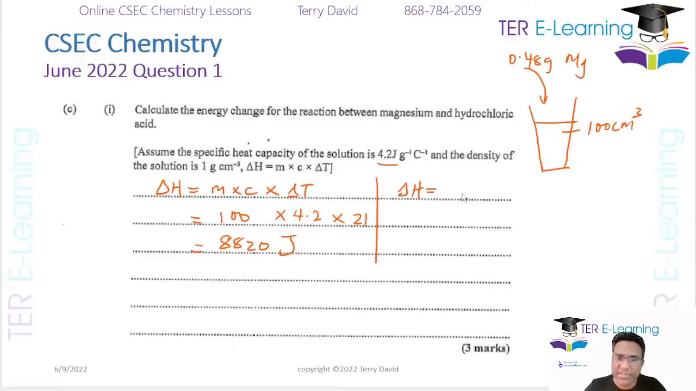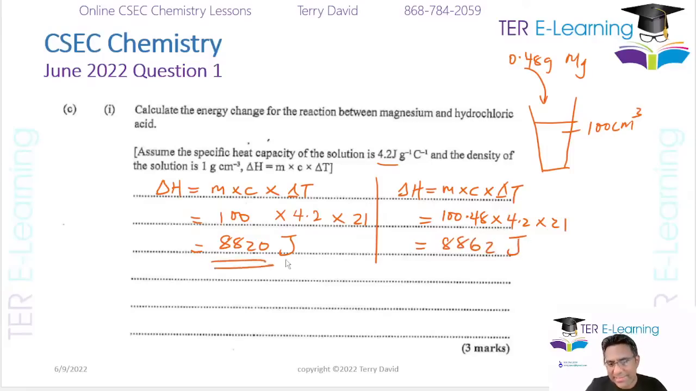Now, some students would have done this. Delta H is equal to M by C by delta T, and what they did, they would have added 100.48 multiplied by 4.2 multiplied by 21. And watch what you're going to get for your answer: 8862 joules. The difference in your answer is very small.